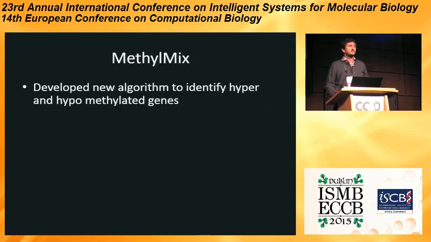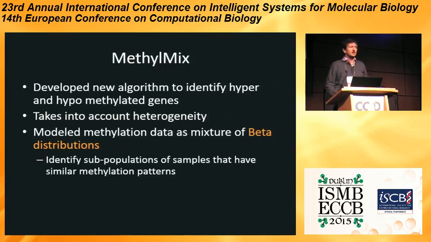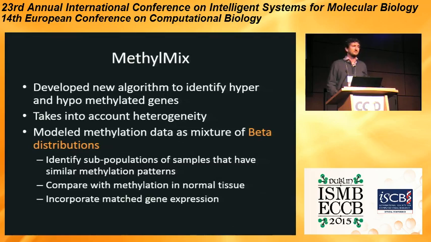So we developed MethylMix, which is a new algorithm to identify hyper and hypomethylated genes. We wanted to take into account the heterogeneity in the data, and essentially the model behind MethylMix is a mixture of beta distributions. This takes into account this heterogeneity by modeling subpopulations in cancer cohorts. Also, we compare with normal tissue, and finally we incorporate matched gene expression data.